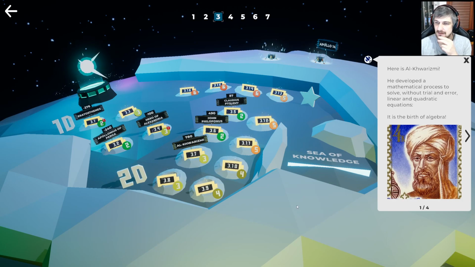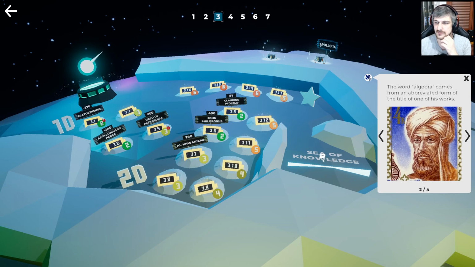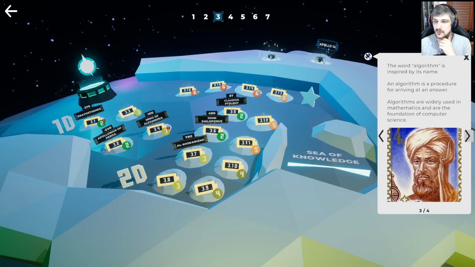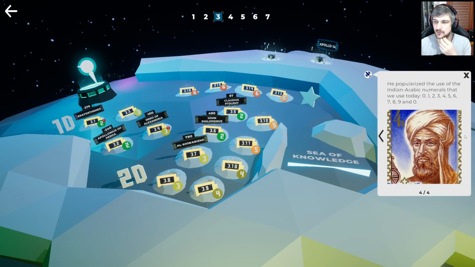Al-Khwarizmi. He developed a mathematical process to solve without trial and error linear and quadratic equations. It is the birth of algebra. The word algebra comes from an abbreviated form of the title of one of his works. The word algorithm is inspired by his name. An algorithm is a procedure for arriving at an answer. Algorithms are widely used in mathematics and are the foundation of computer science. He popularized the use of the Indian Arabic numerals that we use today.